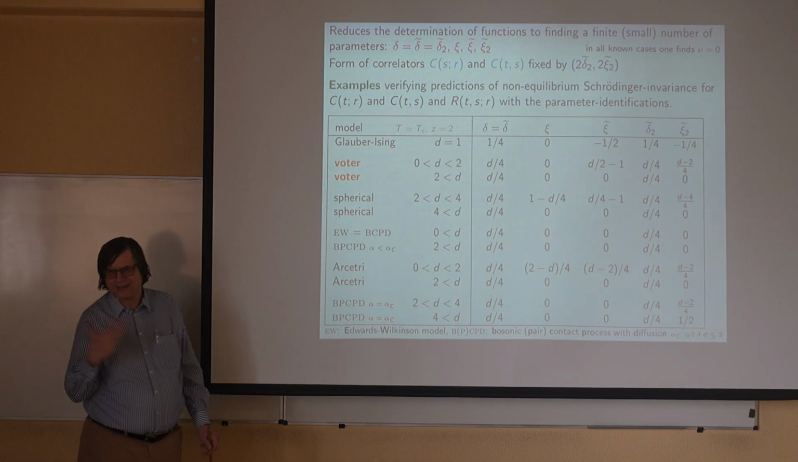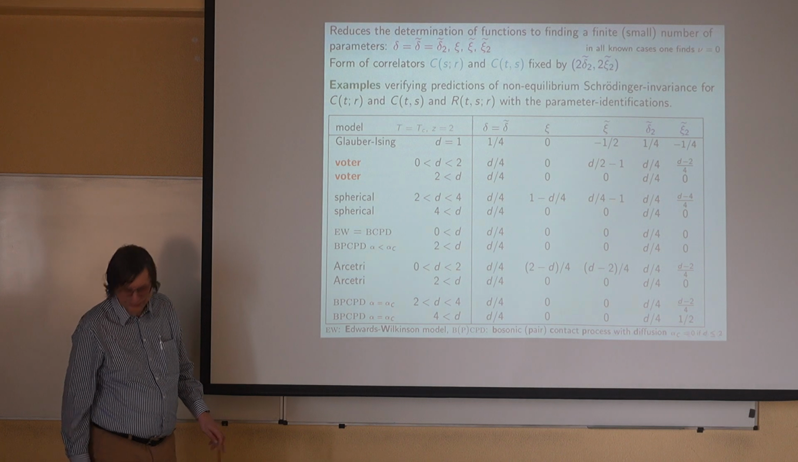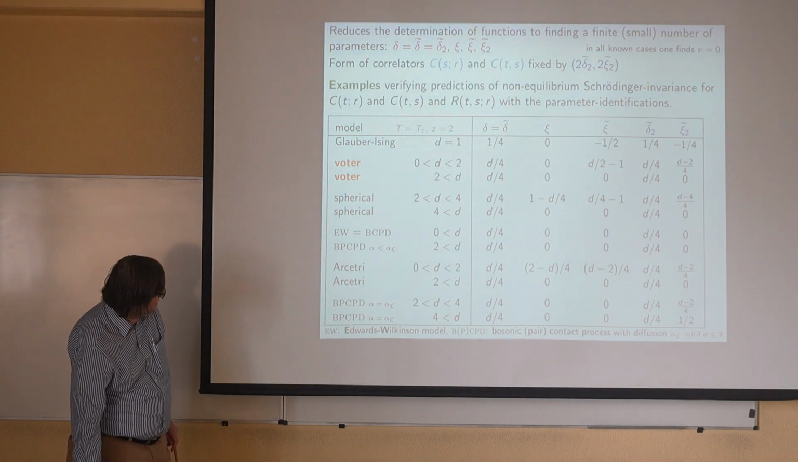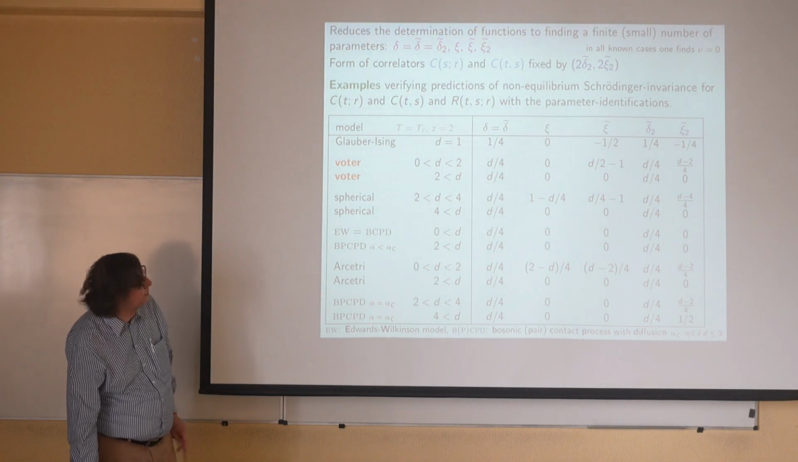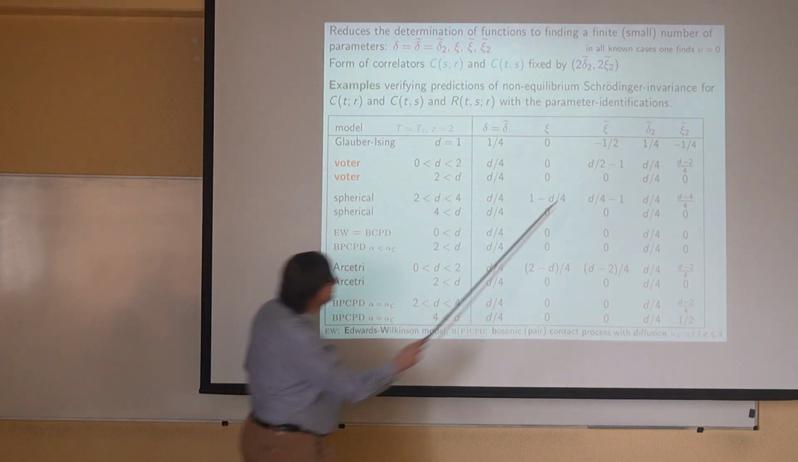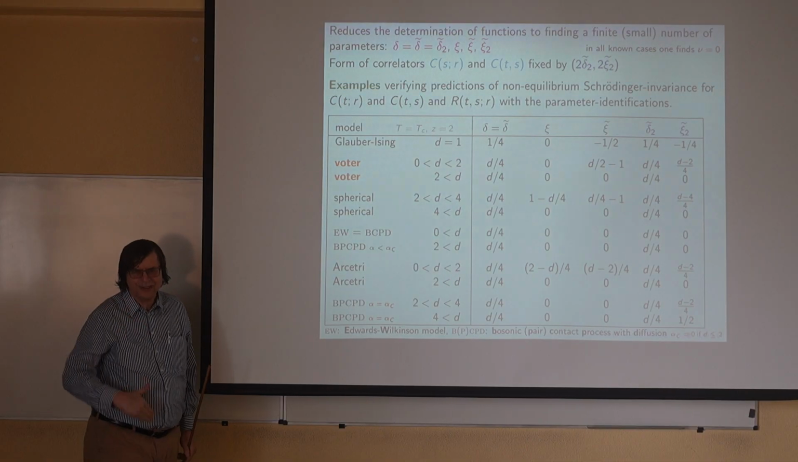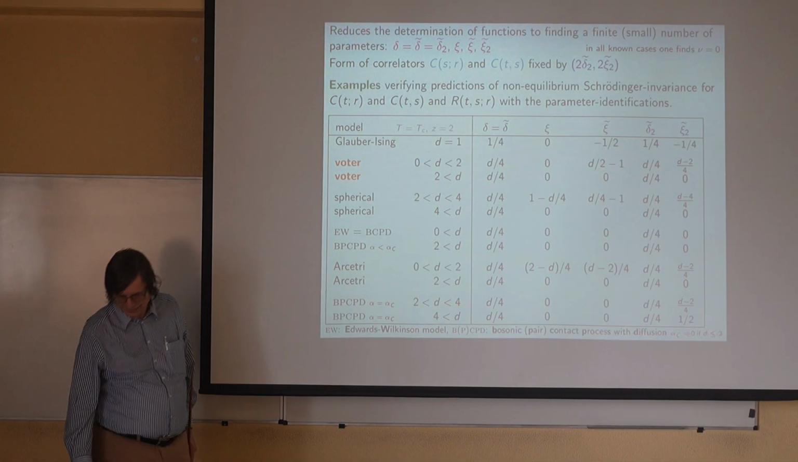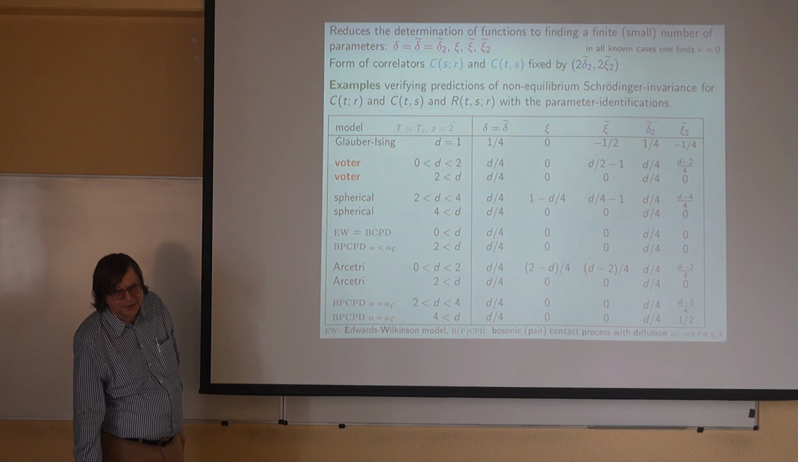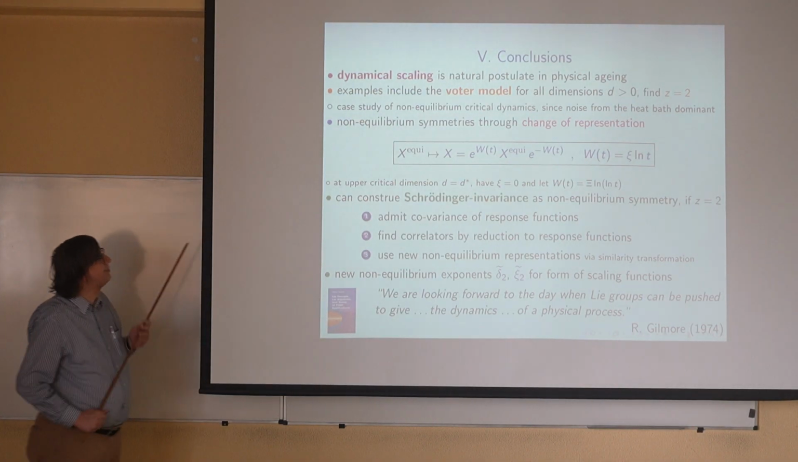So in all of these cases, the formulas I was showing you with the use, etc., can be confirmed, and you always end up with the same consistent identifications, of course. For each universality class, you will find different values of these universal exponents. And this brings me to the conclusion.